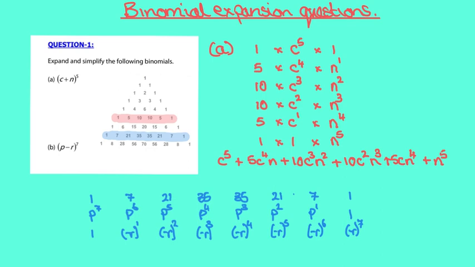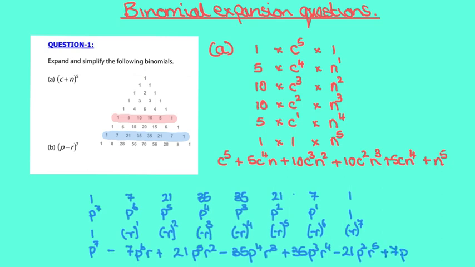Now multiply each row. So we get p to the power of 7 minus 7p to the power of 6 r plus 21p to the power of 5 r squared minus 35p to the power of 4 r cubed plus 35p cubed r to the power of 4 minus 21p squared r to the power of 5 plus 7p r to the power of 6 minus r to the power of 7.